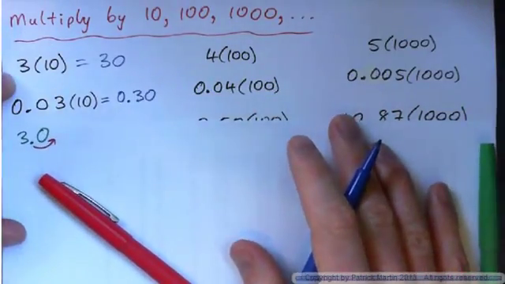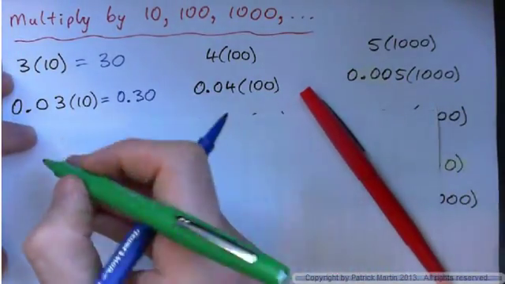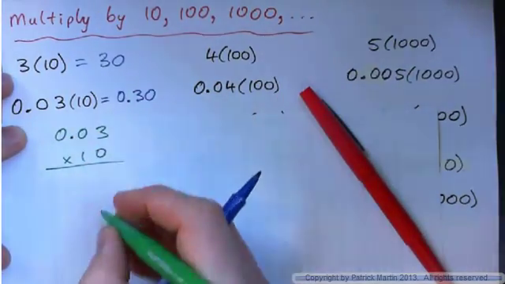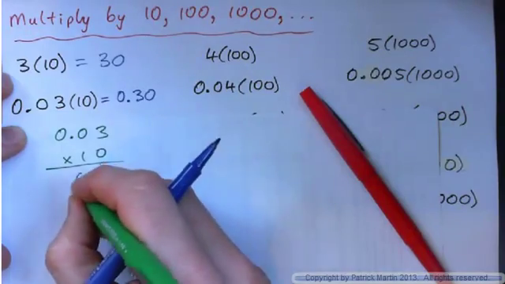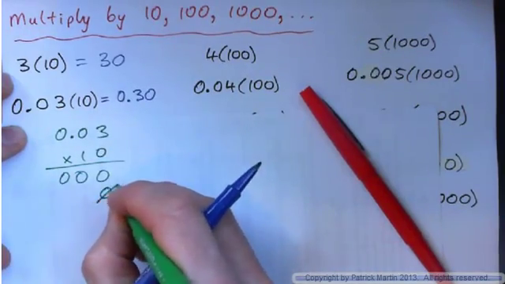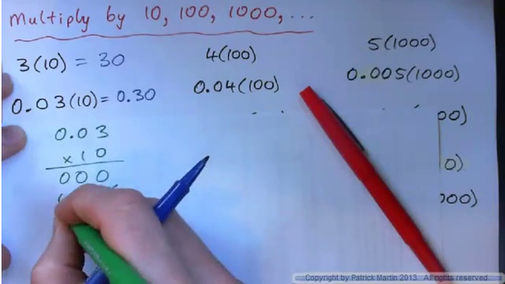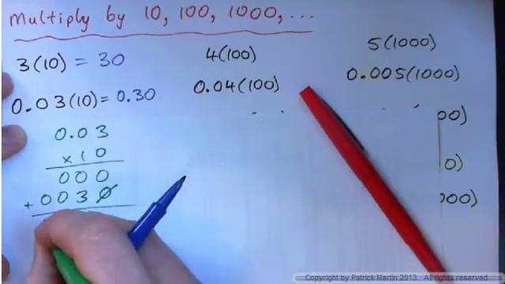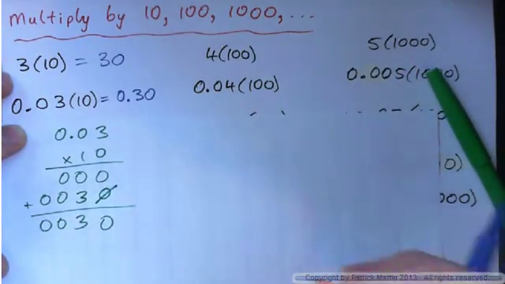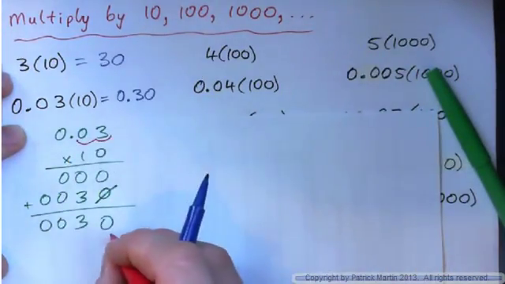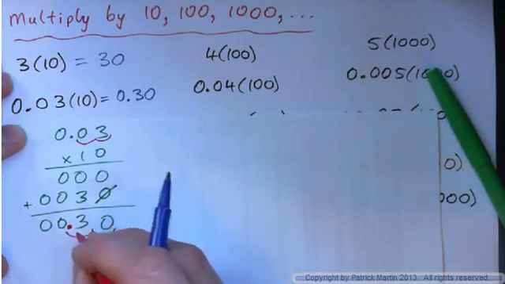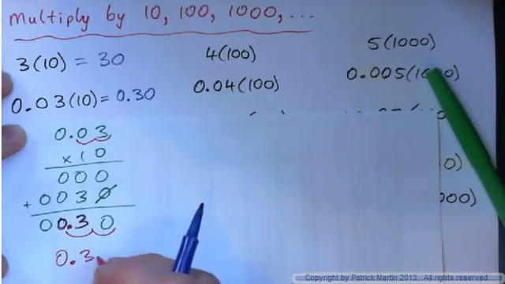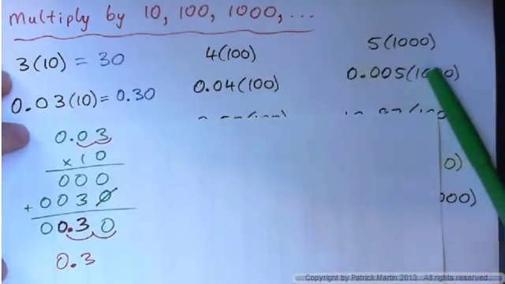If we want, we can write this out. 0.03 times 10. Multiply it. Okay? 0 times 3 is 0, 0 everywhere. Put down a 0 for a placeholder. 1 times 3 is 3. 1 times 0 is 0. 1 times 0 is 0. Add everything: 0, 3, 0, 0. Count the decimal places in the problem: 1, 2. Put the decimal place here. So that's 0.3, isn't it? Or 0.30, same thing, right? 0.3.